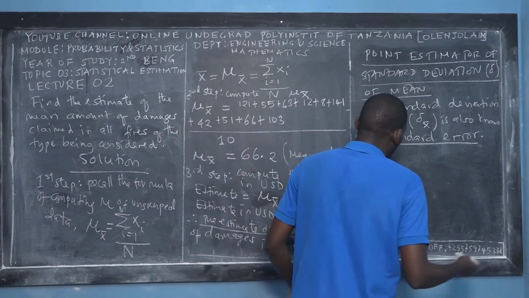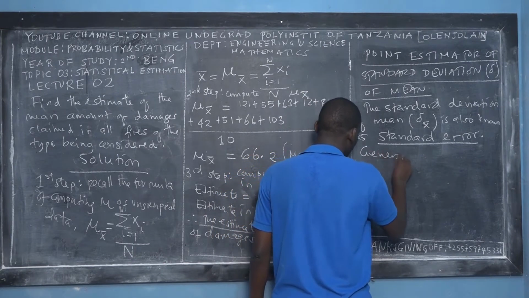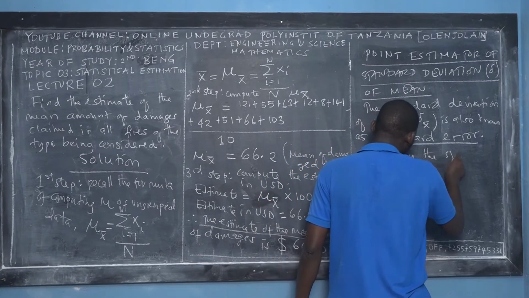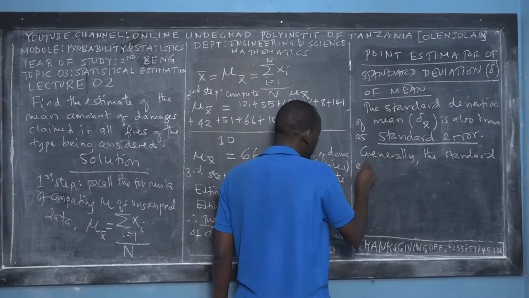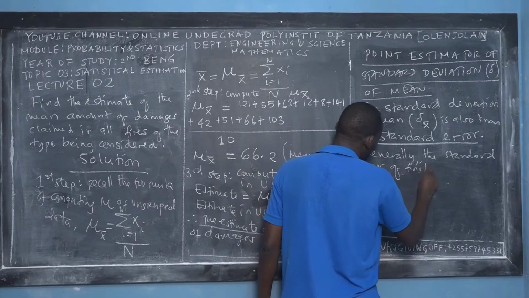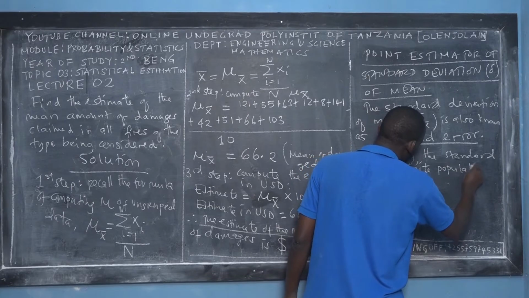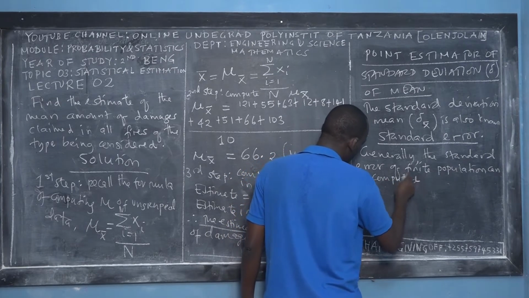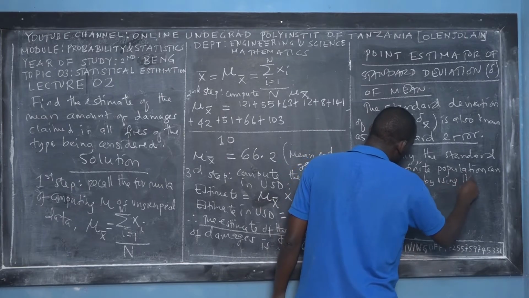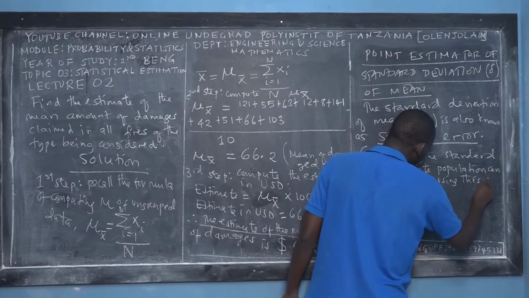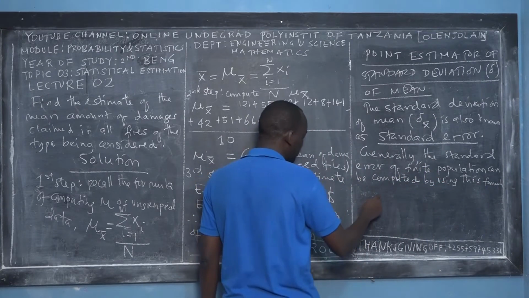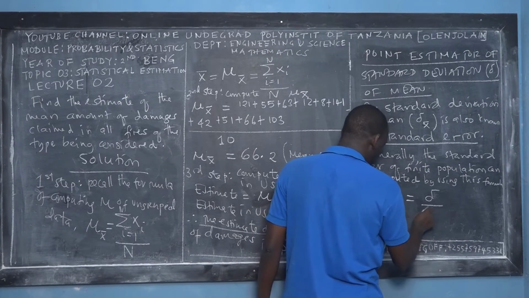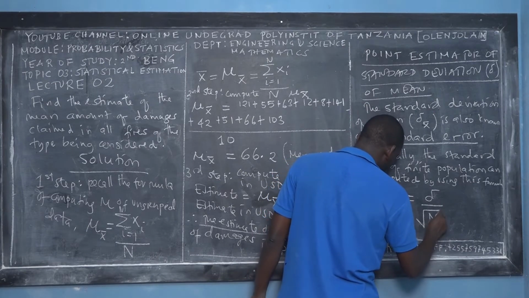Okay? So generally, the standard error, the one that we are learning right now, of a finite population can be computed by using this formula. So by using what formula? This one. The standard deviation of mean is equal to the standard deviation of the population divided by the square root of the sample size.